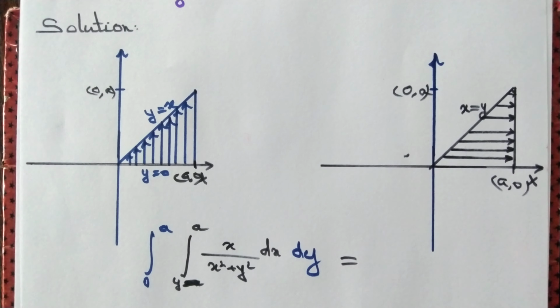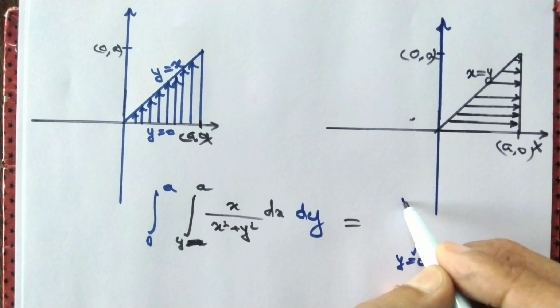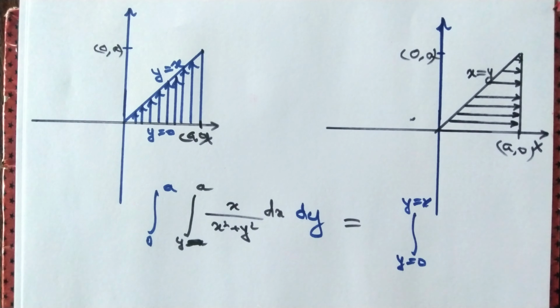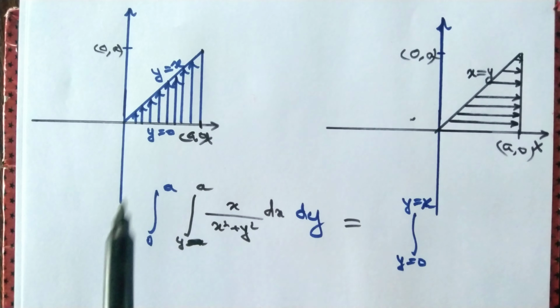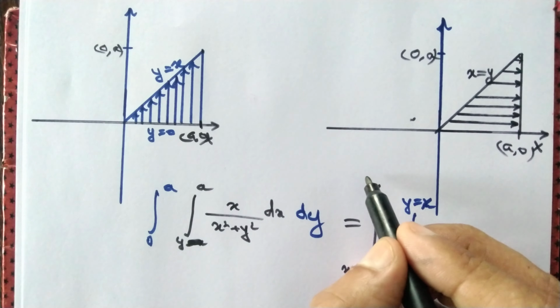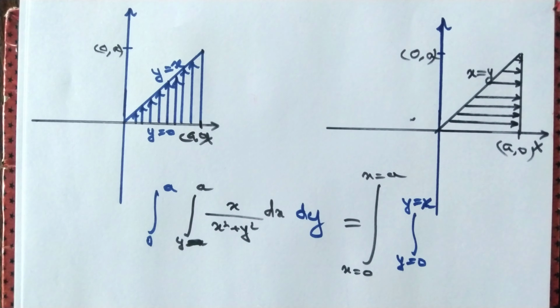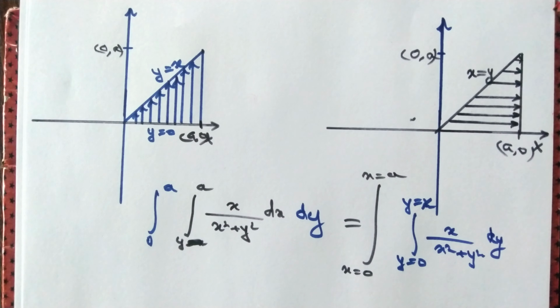Once again we will be doing this time the integral y equal to 0 to y equal to x, that's the inner integral. How about the outer integral? Outer integral we will be doing from x equal to 0 to x equal to a. How about the function? The function is x by x square plus y square dy dx.